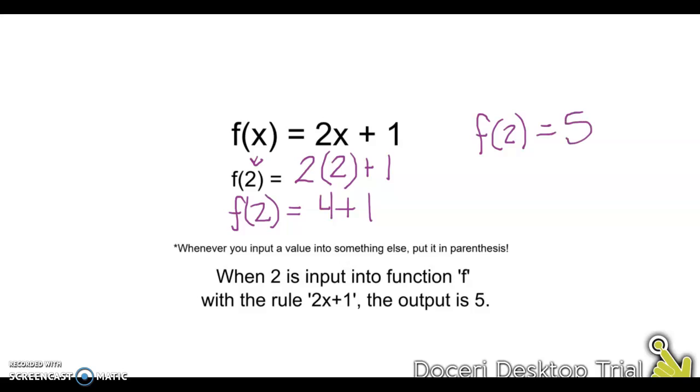So if we were going to write an ordered pair to represent this function when we input 2, what did we get as an output? This is our output. So we got 5 as an output.